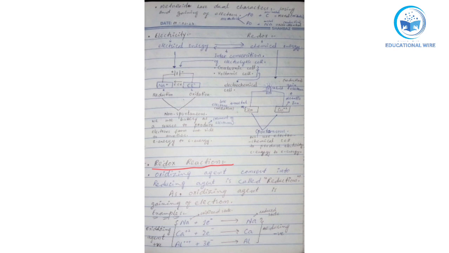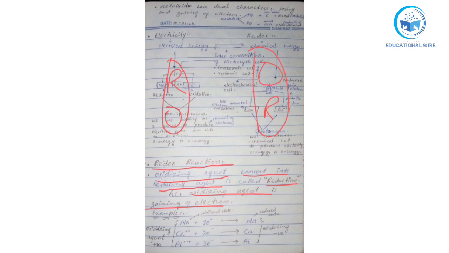In a redox reaction, the oxidizing agent converting into a reducing agent is called reduction. The oxidizing agent is a gaining of electrons. Previously, we had reduction, that was gaining of electrons, and oxidation, that is losing of electrons. But here it is the opposite of that. The oxidizing agent is doing similar work to reduction, and the reducing agent is doing similar work to oxidation.